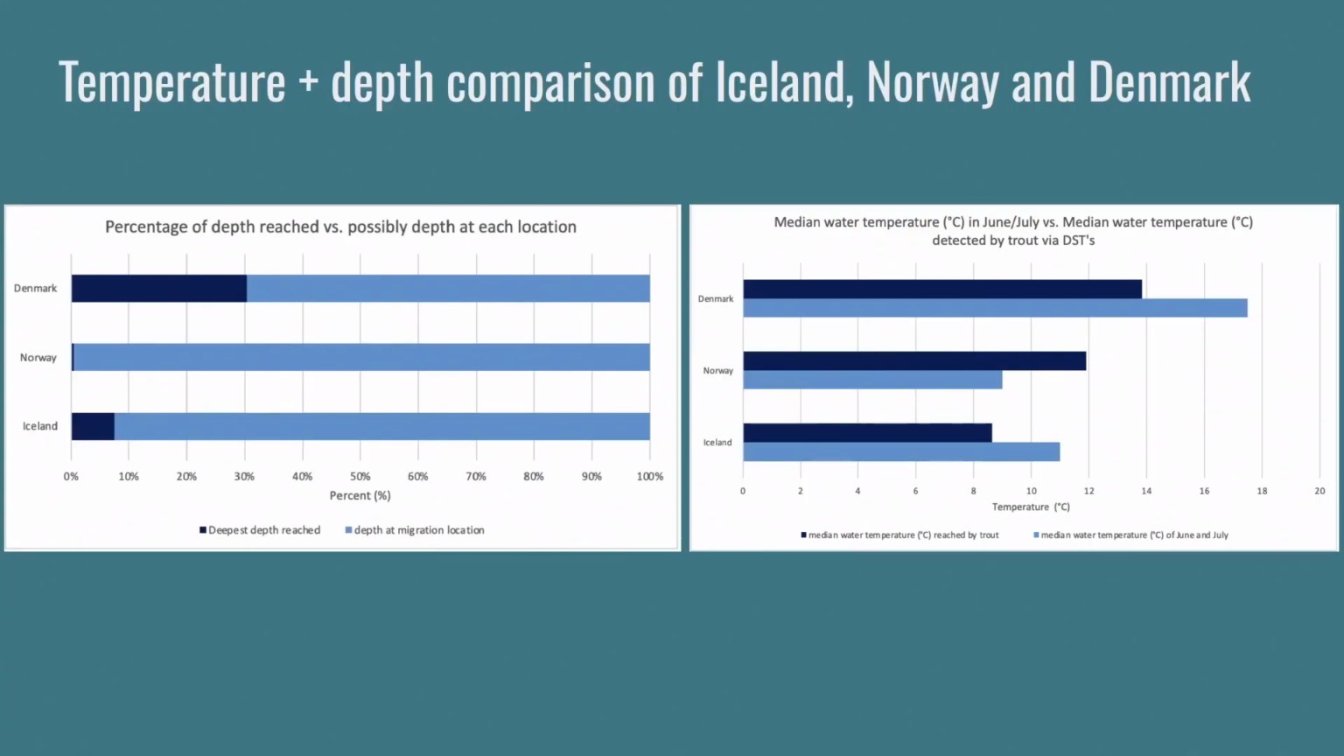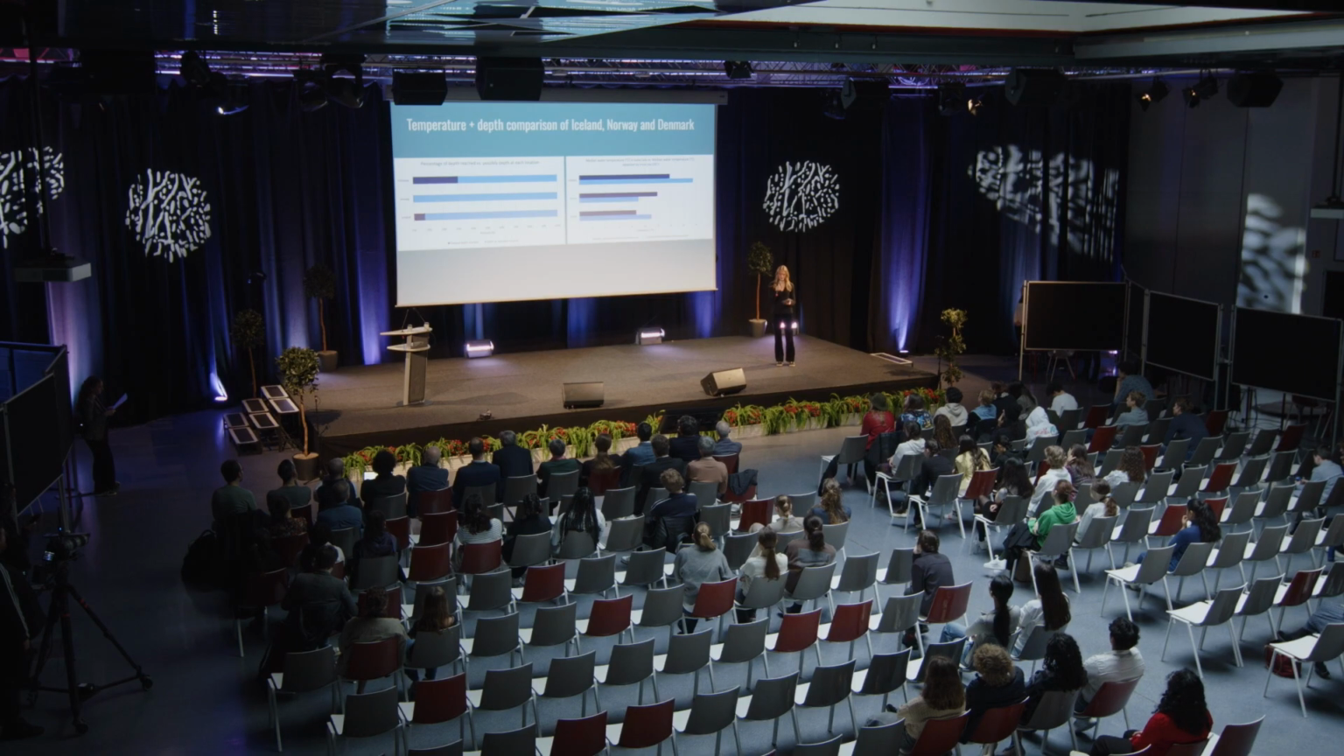Here we can see a visual representation of the trends between the countries. So here on the left, we can see the percentage of depth reached compared to the percentage of depth that they had the possibility to reach. And we can see that Iceland is in between the other two. And here we can see the median temperature compared to the median temperature detected by the trout.